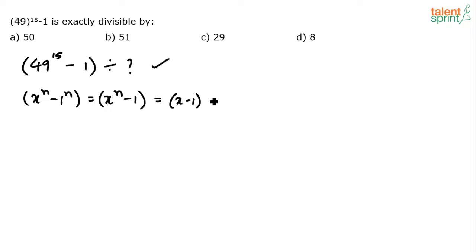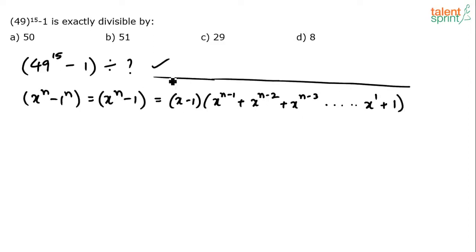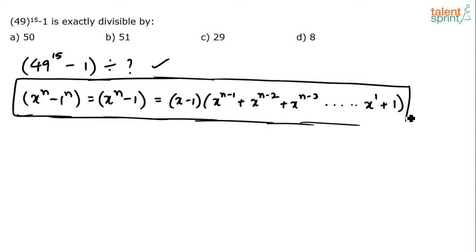So x power n minus 1 can be taken as x minus 1 multiplied by x power n minus 1 plus x power n minus 2 plus x power n minus 3, and so on till x power 1, and finally x power 0, which is equal to 1. So this is the expansion that you must know. You should know how to expand x power n minus 1.